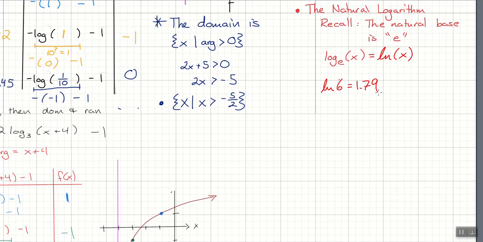What does this mean? The fact that the natural log of 6 is 1.79, can you explain to me, like, what?